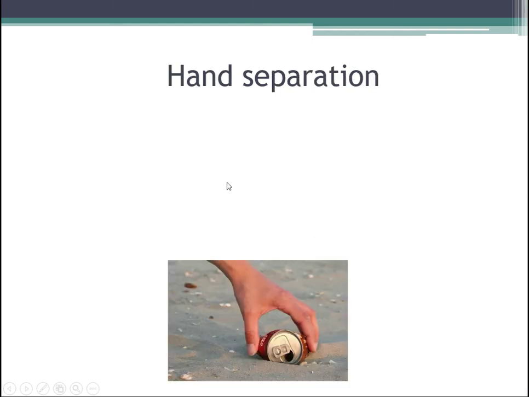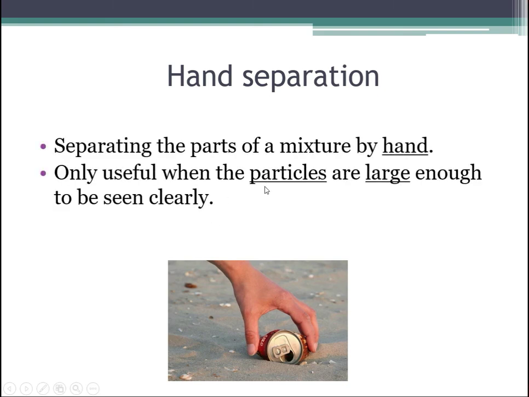And then one of the last things, hand separation. Sometimes you can just pick things up. You can physically just see things. If you can see them and they're large enough for you to grab clearly, then you just pick them up. That's it. There's nothing fancy to it. Sometimes you can just pick through the materials. That's a hand separation. I know it's super simple and super common sense, but it is a separation technique.